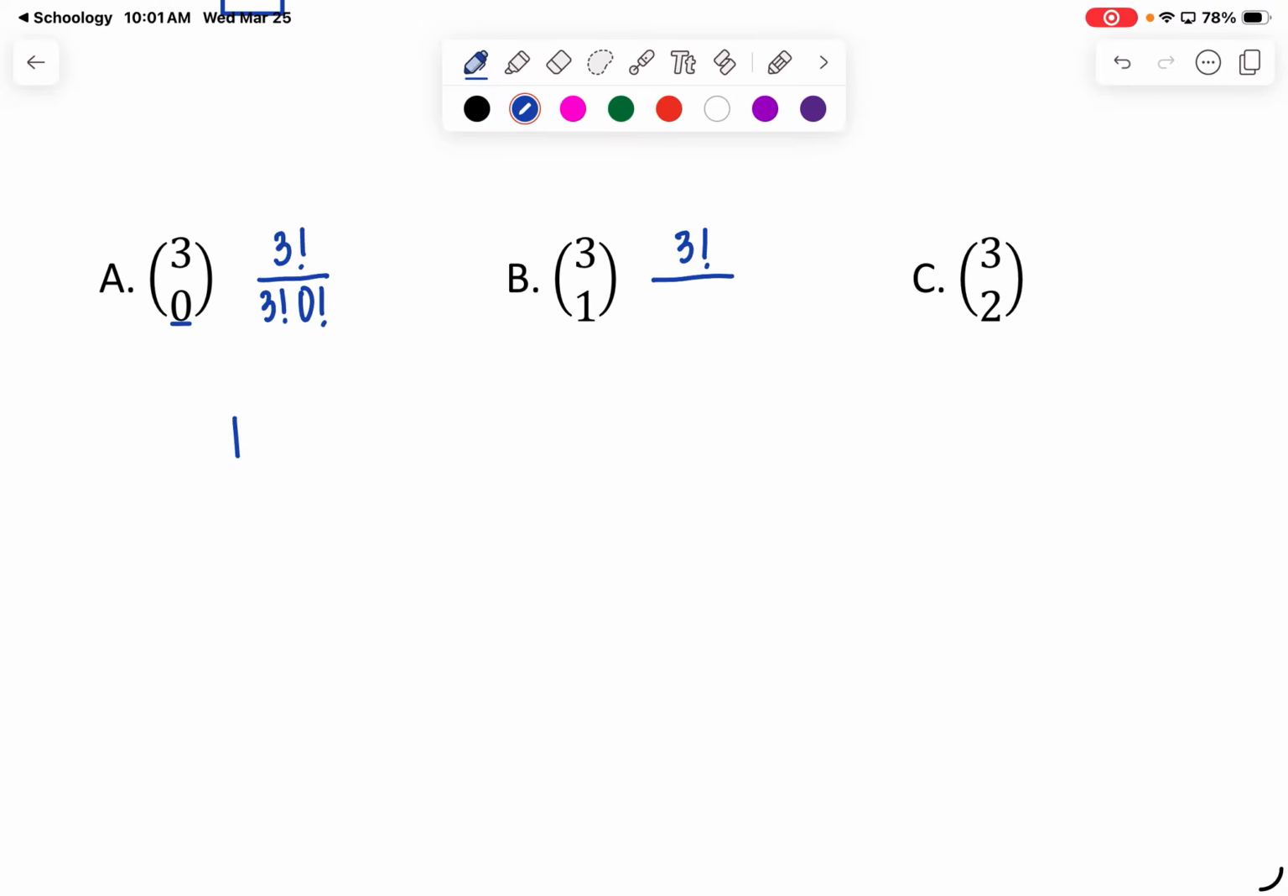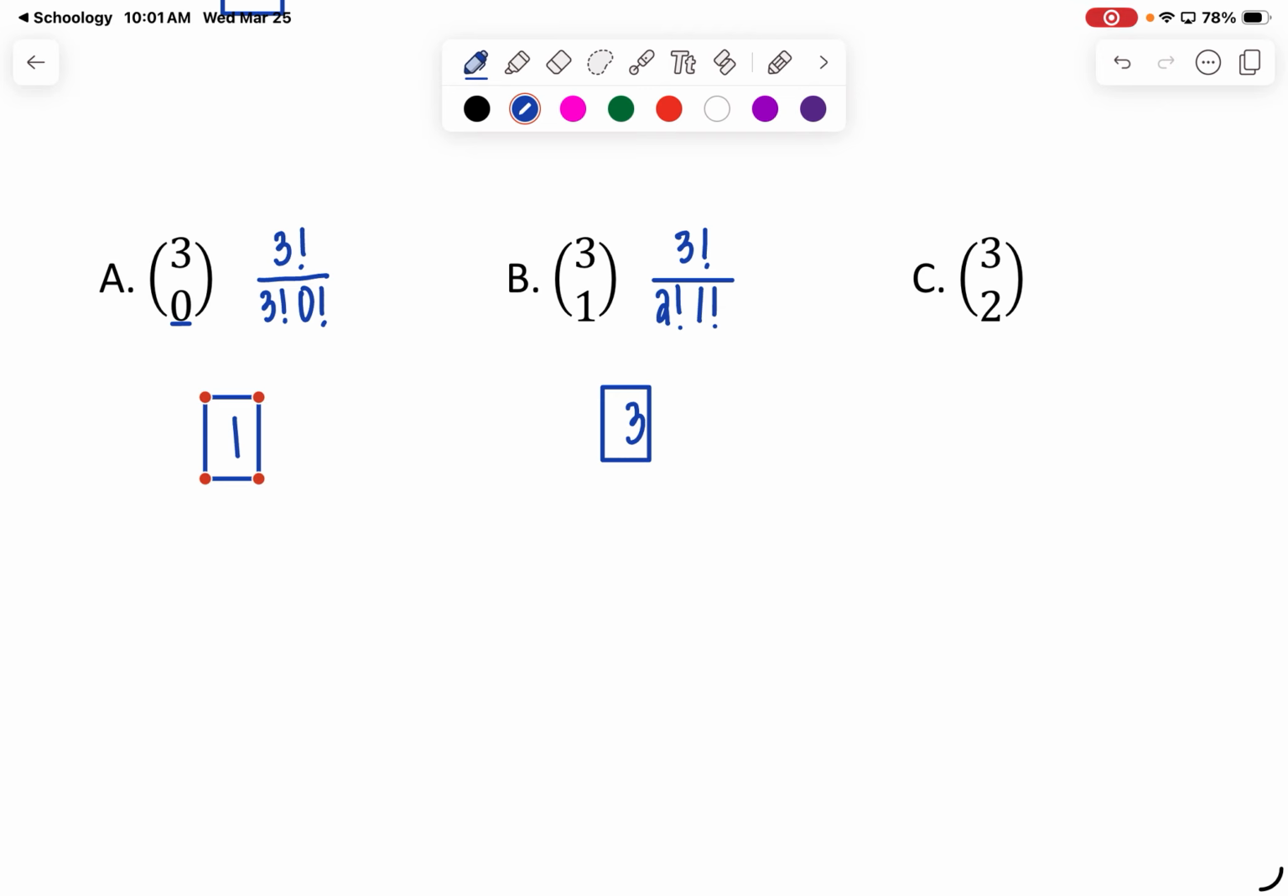3 factorial over 3 minus 1 is 2 factorial, 1 factorial. So 3 factorial is 3 times 2 times 1. 2 factorial is 2 times 1, so this is just 3.